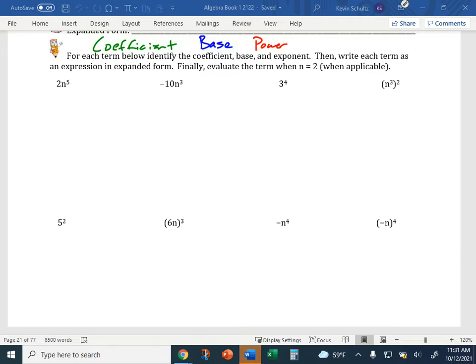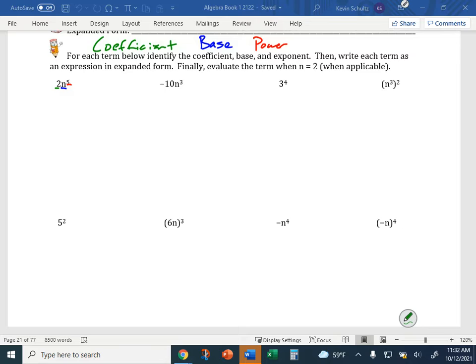Which one can you give me? Identify 2n to the 5th. What's our coefficient? What's our base? What's our power? Maggie. The power is 5. Power is 5. Underline that in red. Okay. How about the base? What's our base here? Noah? The n. And that makes our 2 a coefficient, which is not affected by the power.